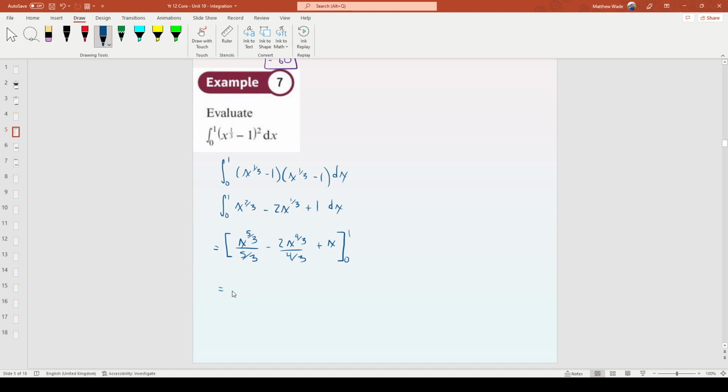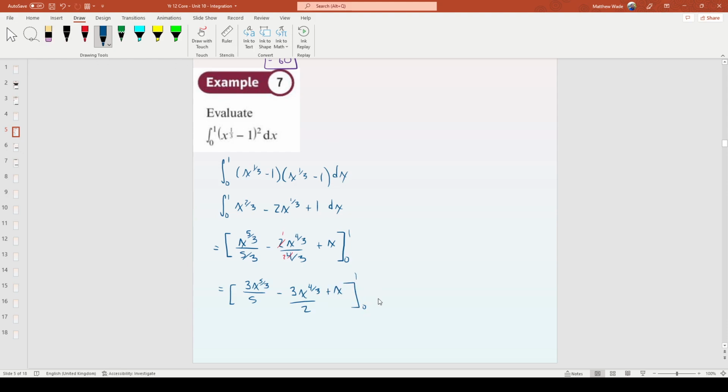Times the top and bottom by 3 on this bad boy, and we're going to get 3x to the power of 5 over 3, all over 5. This one here, I'm going to do some cheeky cancelling, once and twice. And then I'm going to times the top and bottom both by 3. So that means it's going to be minus 3x to the 4/3 all over 2. This guy stays, plus x, square bracket 0, 1.